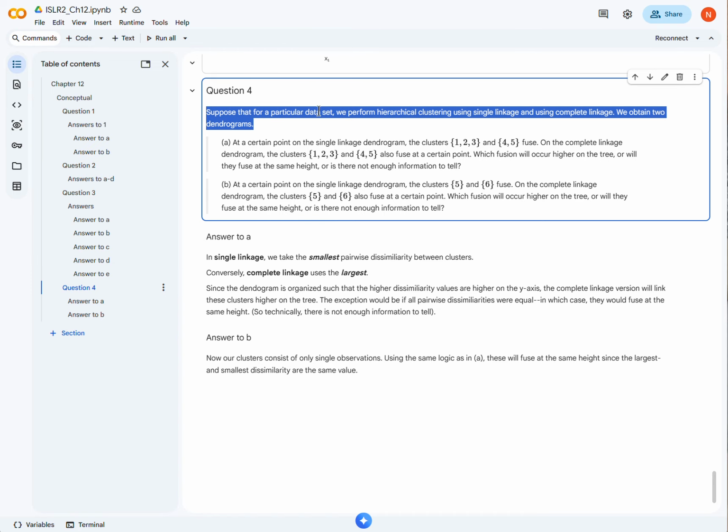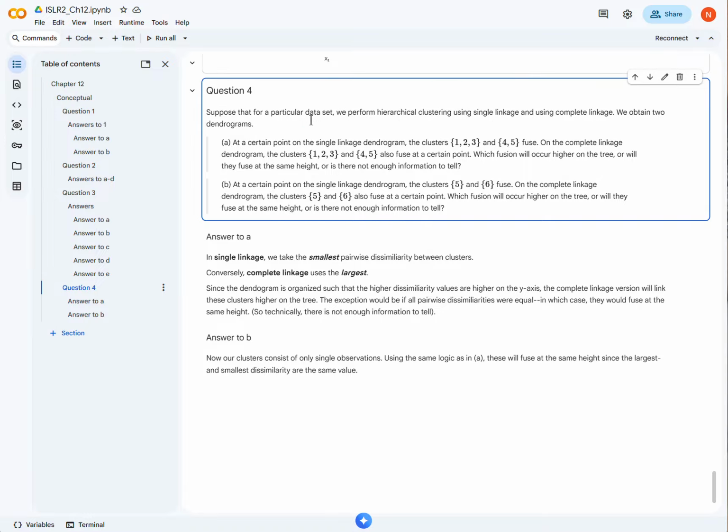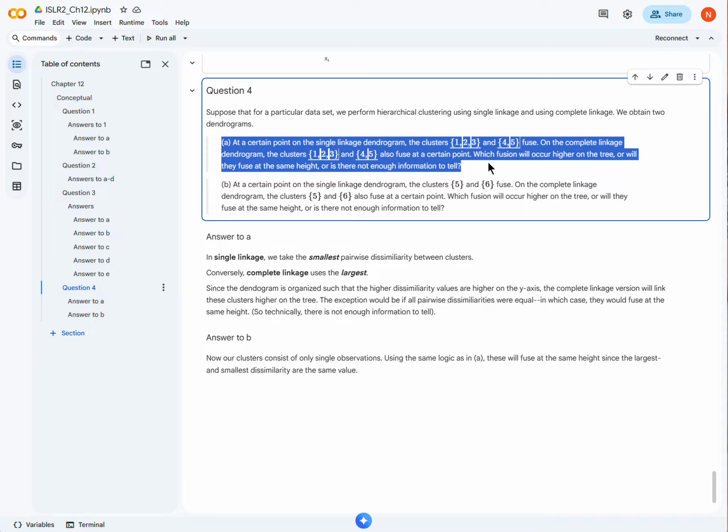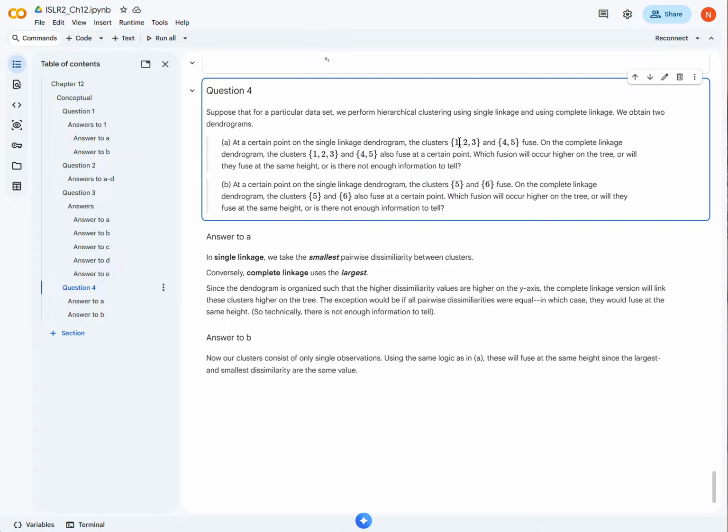Suppose that for a particular data set, we perform hierarchical clustering with single linkage and complete linkage. So two separate passes at this, one using single linkage, the other using complete linkage, and we obtain a dendrogram for both of them. Okay, so let's look at the first scenario. So we have 5 total points here, and 1, 2, and 3 form one cluster, and 4 and 5 form the other.